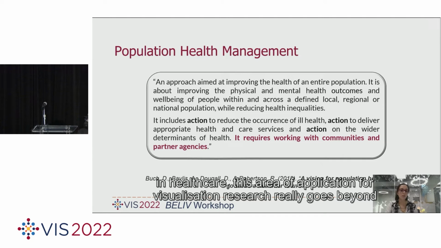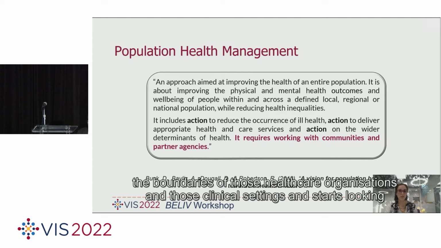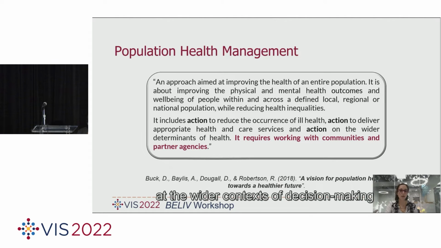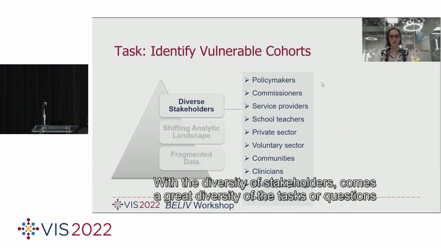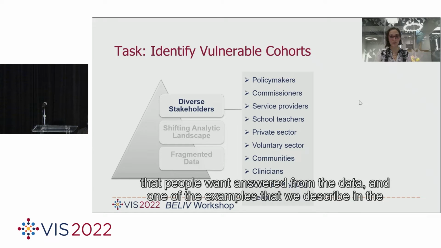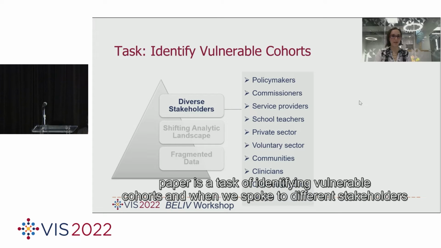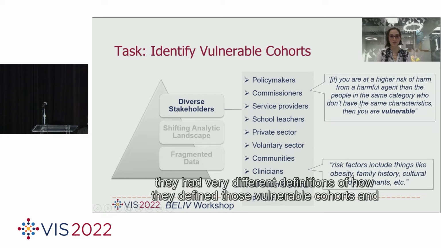visualization research really goes beyond the boundaries of these healthcare organizations and those clinical settings and starts looking at the wider context of decision-making. With the diversity of stakeholders comes a great diversity of the tasks or questions that people want answered from the data. One of the examples that we've described in the paper is a task of identifying vulnerable cohorts. And when we spoke to different stakeholders, they had very different definitions of how they define those vulnerable cohorts.